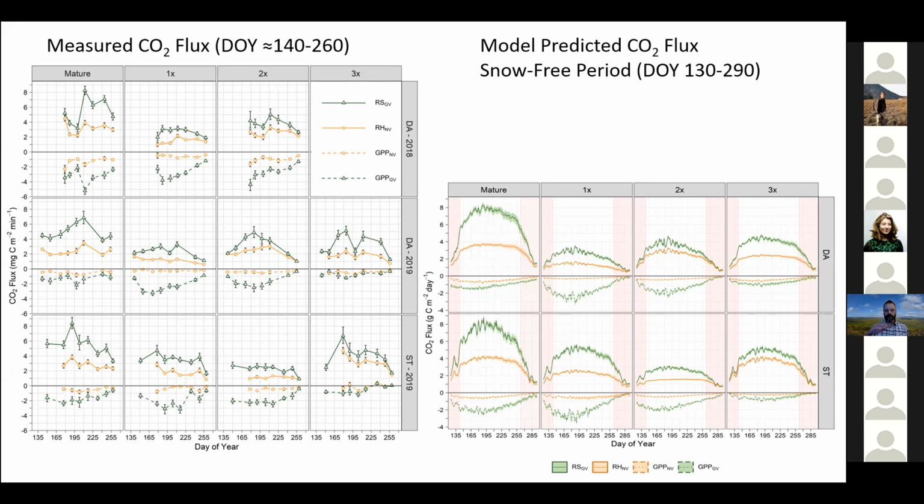And you see this progression of increasing flux. The green lines are the total respiration, and the orange lines are heterotrophic respiration. We looked at this, and we were unable to measure data at the shoulder season, so we were not able to predict what flux might have been in that period.